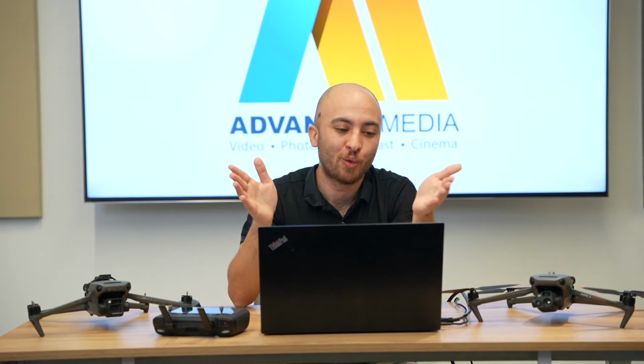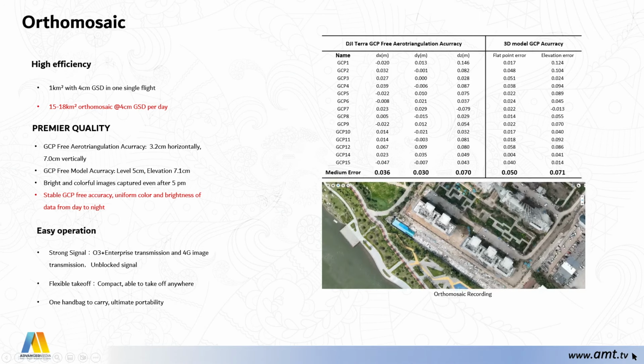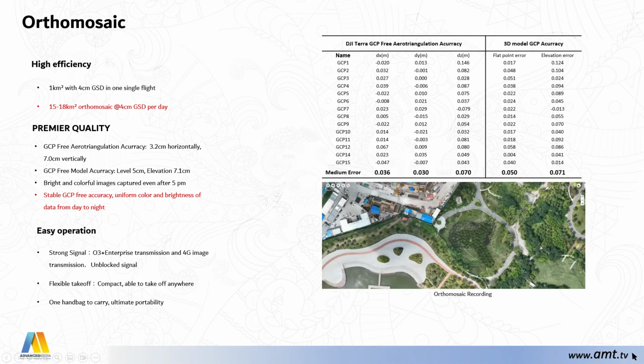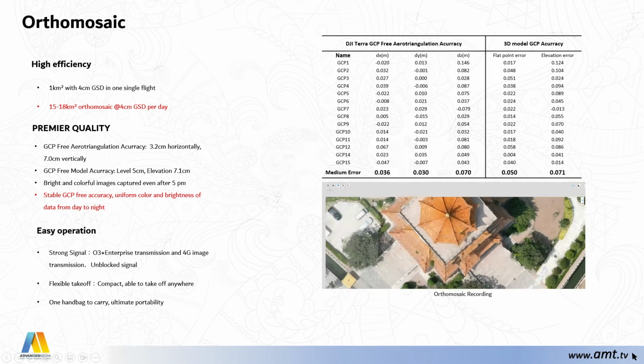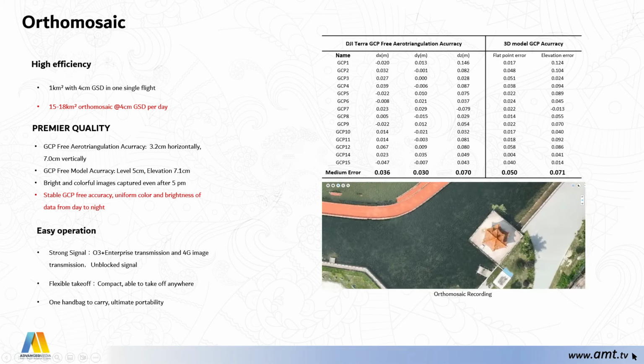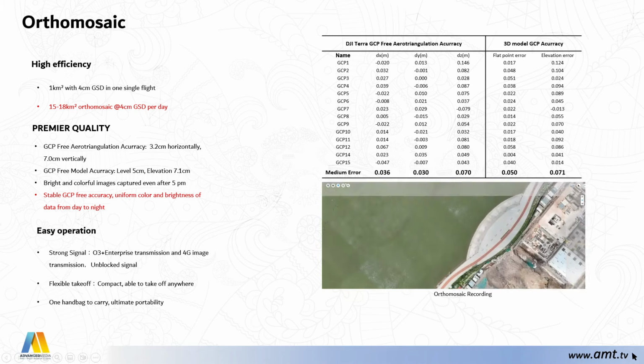And other than the 3D model, of course, we can build a 2D model, or we call it an orthomosaic. So as you can see from the presentation, it's an orthomosaic recording, a video recording of how the drone is taking the pictures, and then easily the DJI Terra will build a 2D map for you.